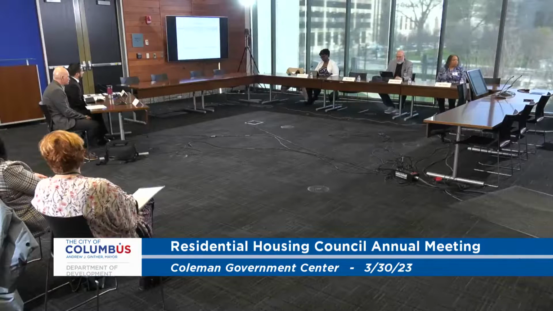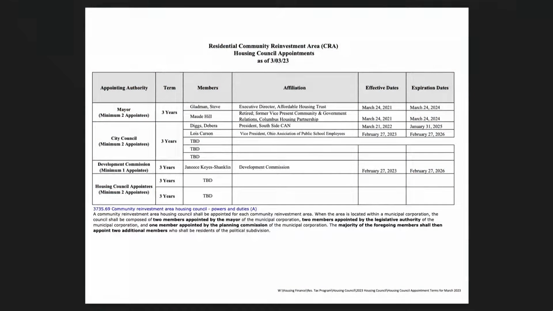So first, as I mentioned, this is the roster of the Housing Council as it stands today. Maud Hill and Deborah Diggs are absent from this meeting. One thing I do want to highlight, and we may come back to this should we have time, is that the Housing Council itself gets to appoint 2 members to this board. So as you can see, 2 appointees come from the mayor's office, 2 come from city council, and 1 from the Development Commission. There are 2 blanks here that come from the Housing Council yourselves. So we can return to that item of discussion should time allow, but I want to highlight that one as a potential item of discussion.